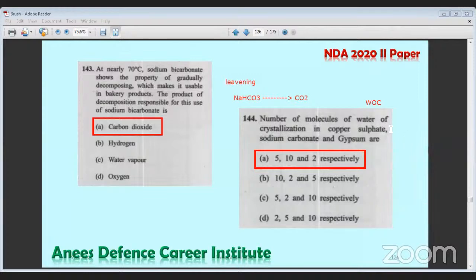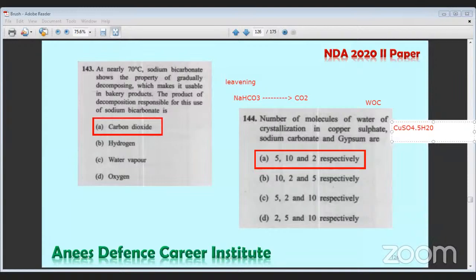Copper sulfate क्या है boys and girls? What is the chemical formula for copper sulfate? CuSO4. Okay, तुमको मालूम है CuSO4.5H2O होता है? Did you all know this? CuSO4.5H2O होता है.